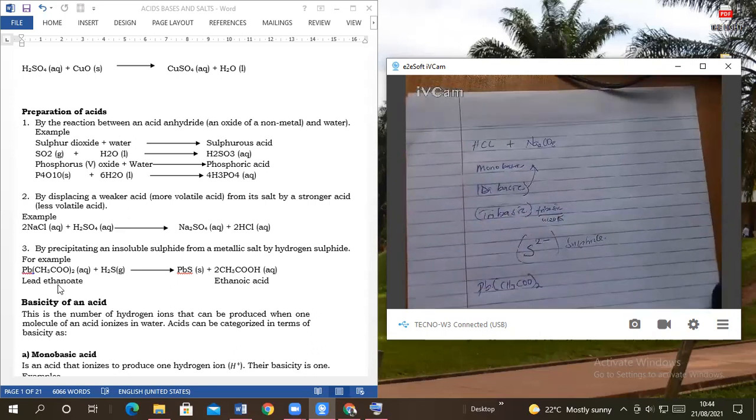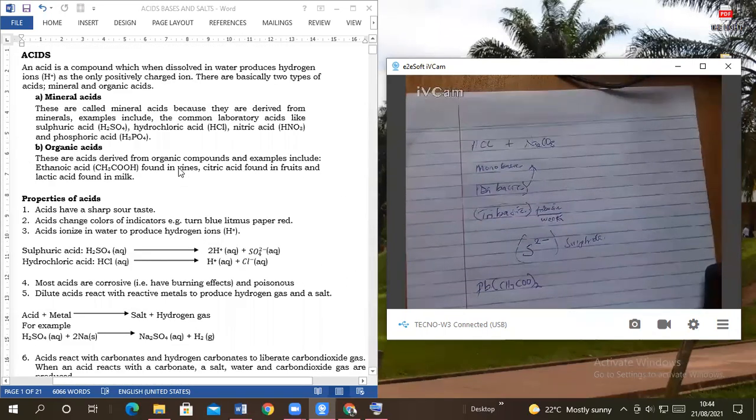If you look at this part here, it is an organic acid derived from organic compounds. These are acids derived from organic compounds. An example is ethanoic acid. If you remove the H here and replace it with a metal, it becomes sodium ethanoate.